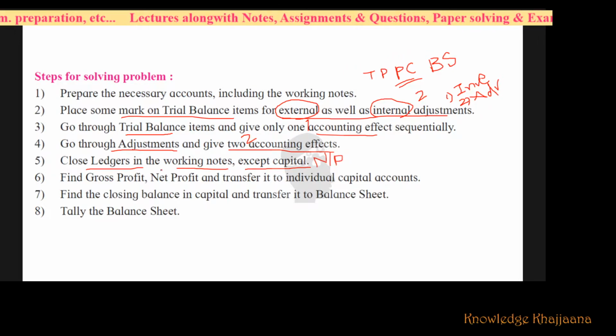So close all the ledgers. Then find gross profit and net profit, and transfer them to individual capital accounts. Find gross profit from the trading account, net profit from the profit and loss account, and transfer it to the individual capital accounts of the partners. Find the closing balance in the capital and transfer it to the balance sheet.